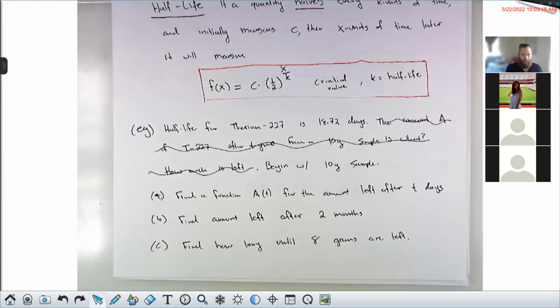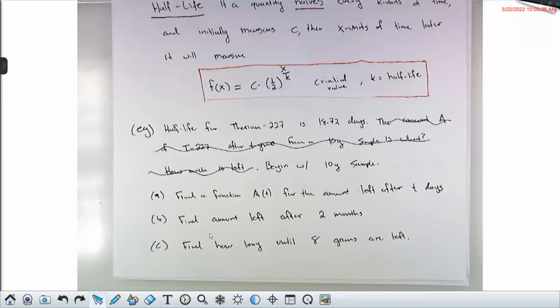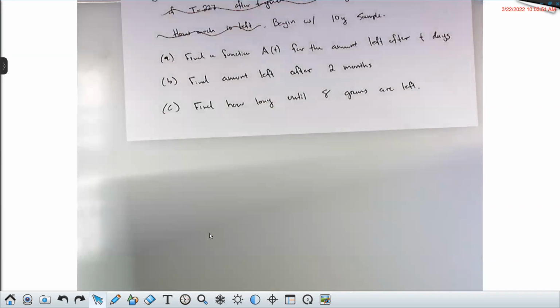So where do I begin? If I want to find a function a of t for the amount left after t days, and I know that the half-life is 18.72 days, and that my initial amount is 10 grams, what am I going to plug into this half-life formula? What is C? What is K? C is 10. Very good. And K?